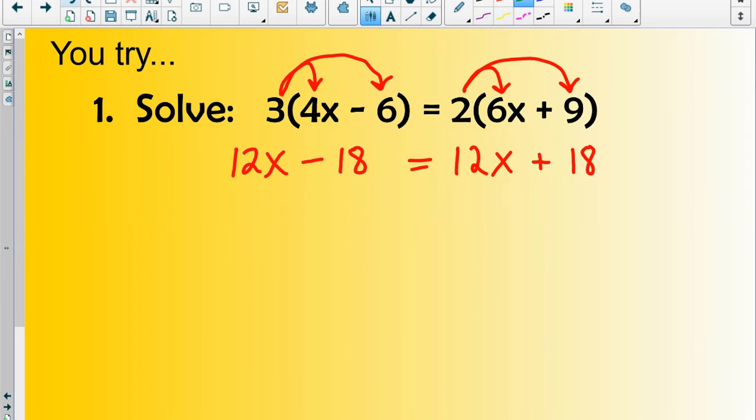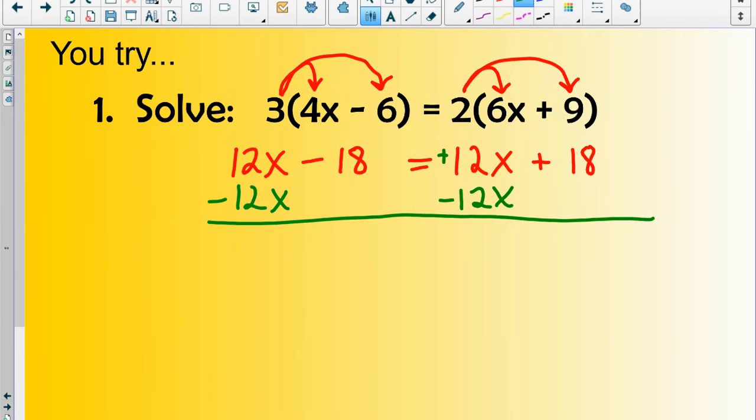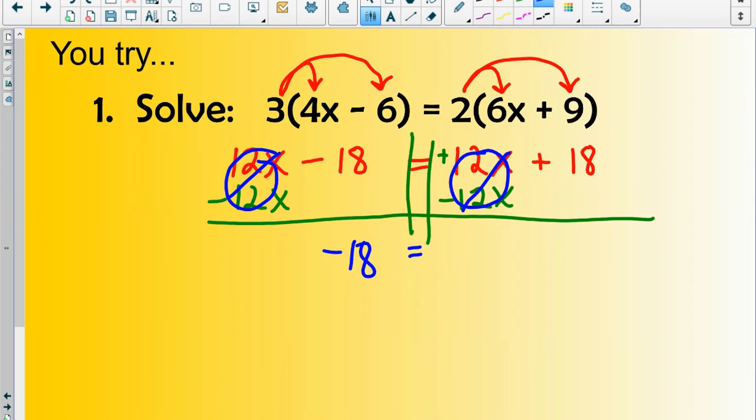Because that 12x is a positive value, to move it, I'm going to subtract 12x, just like we did last week. I have to make sure that I do the same thing to both sides. So I subtracted 12x on the left and the right. And when I simplify, I see that 12x minus 12x is 0, like I wanted it to do, so this crosses out. But then I also see on the right-hand side that 12x minus 12x is 0 again. So I get 0 minus 18, which is negative 18, equals 0 plus 18, which is positive 18.